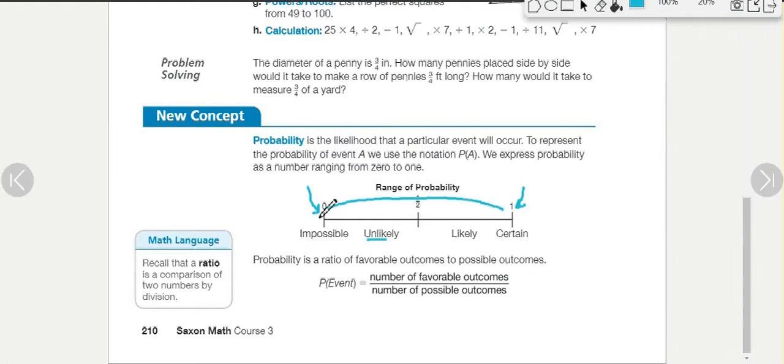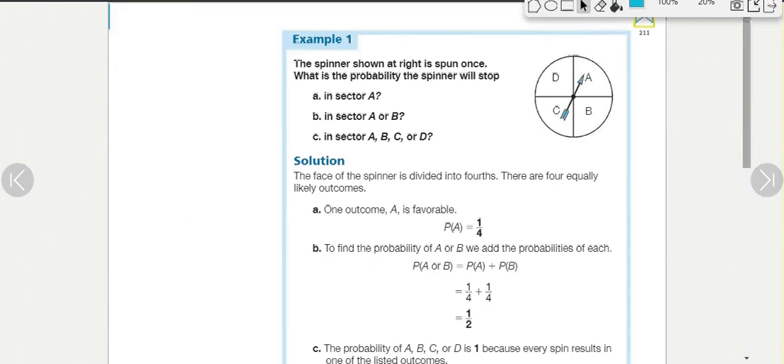Unlikely is from 0 to half, and then likely is everything to 1. And any percent chance really falls under from 0 to 1, and all the fractions in between. Fractions look like ratios, and a ratio really, for probability, means what we're looking for over everything in the sample space. Okay? A comparison of two numbers with a fraction bar, which means division. Fraction bars represent that operation.